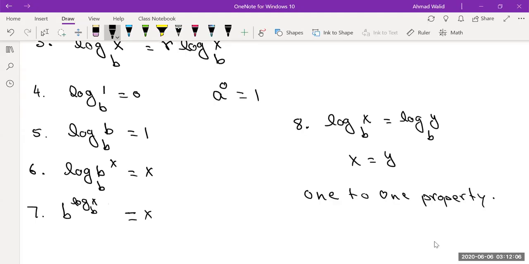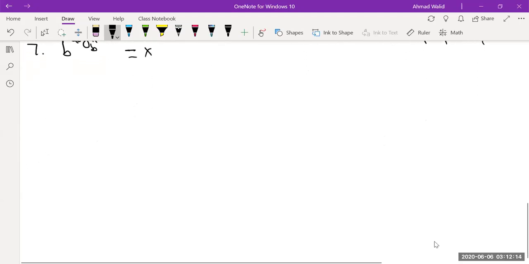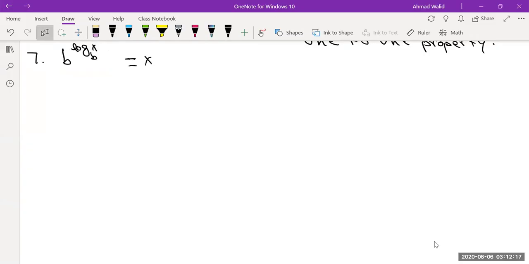Correct? This was a review again of all the rules of logarithms, and based on these rules, let's do a few easy examples, then slowly move towards the calculus of logarithmic functions. Correct? Let's do a few examples. Example number 1. Evaluate. Log of 81 base 3.